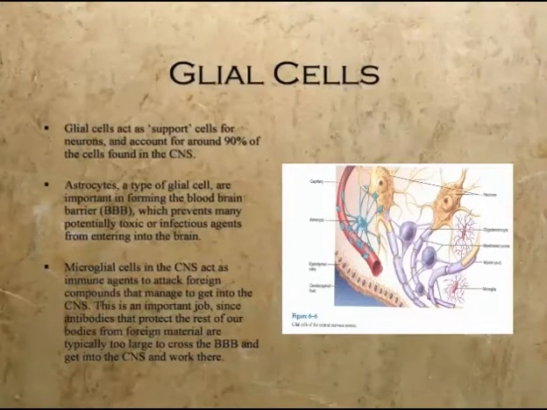All right, figure 6.6 shows some of the roles of glial cells in the central nervous system. Glial cells act as support cells for neurons and account for about 90% of the cells found in the central nervous system. So that's interesting. Most of us, if you've never had a physiology course, have heard of neurons, and we tend to think that neurons actually make up all the cells in the brain and the spinal cord, but in fact, most of the cells found in the central nervous system are glial cells, and they perform many functions, especially in the brain.